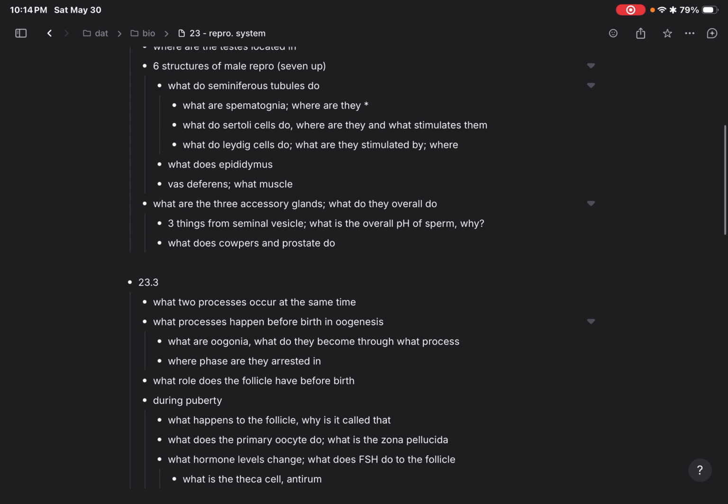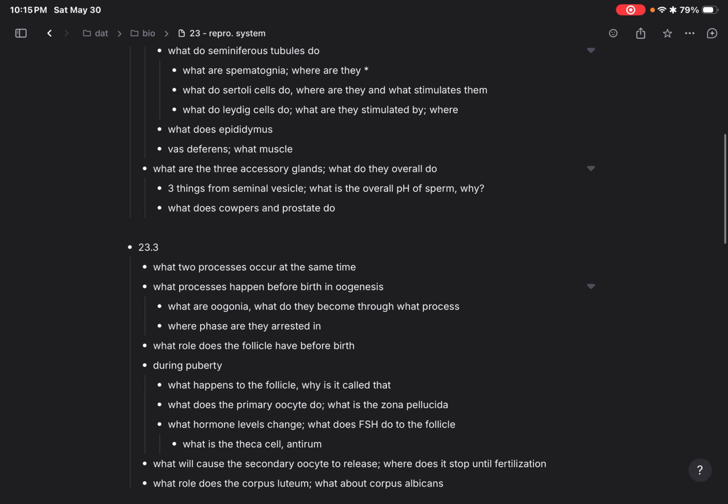The epididymis is where the sperm finally matures, gaining motility. The vas deferens is the tube that goes from the epididymis to the outside, basically to the ejaculatory duct. It uses peristalsis through smooth muscle movement to move the sperm out during ejaculation.